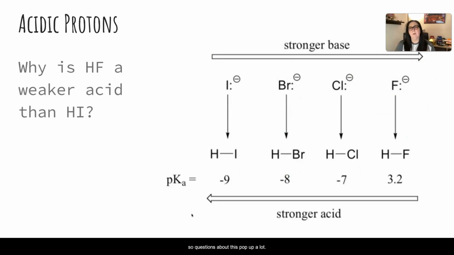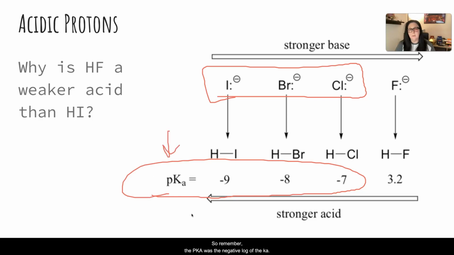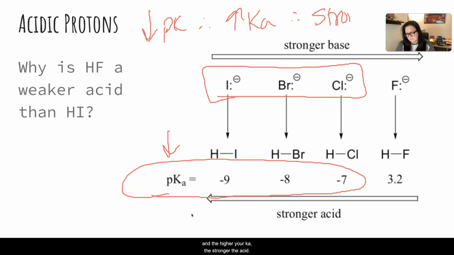Okay? Now, questions about this pop up a lot. So these are your halides, which is group 7A off the periodic table. So you have fluorine at the top and then chlorine, bromine, and iodine. And we know that these three are strong acids. So hydrochloric, hydrobromic, and hydroiodic acids are really strong. And you can see that these are the pKa values. So remember, the pKa was the negative log of the Ka. So if you have a low pKa, that means you have a high Ka. And the higher your Ka, the stronger the acid.